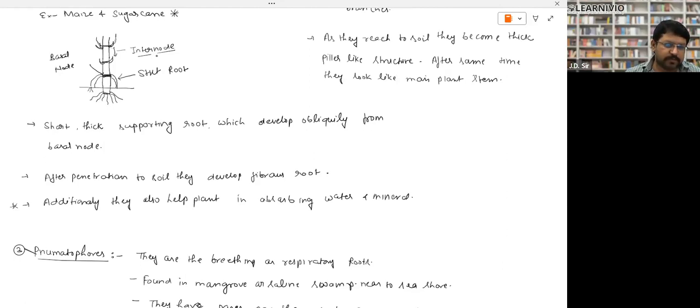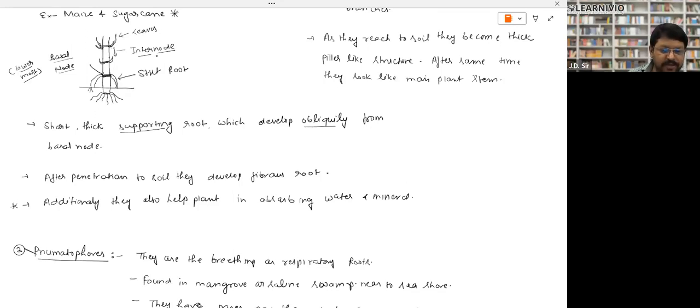In monocot plants, from every node, leaves come. Now, the lowermost, the basal node. Basal node means the lowermost node, right? From the lowermost node, these roots come out. They are called stilt roots. They are short, thick, supporting roots. So what is their function? Basic function is supporting root, which develops obliquely, from the basal node.